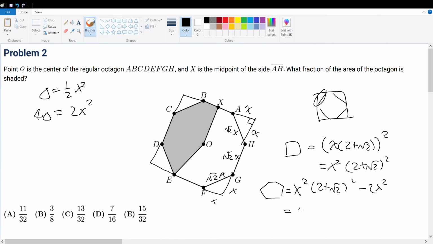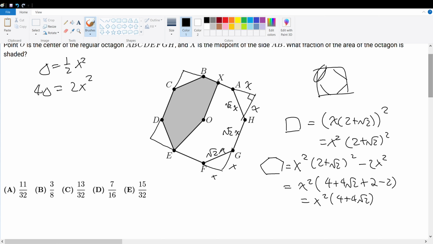So that's equal to x squared times 4 plus 4 root 2 plus 2 minus 2, which is the same thing as x squared times 4 plus 4 root 2. That goes in the denominator. Now let's focus on the numerator, which is the area of the shaded region. Now, if we were to extend this line, what do we get? We get a triangle. What is the area of this triangle?